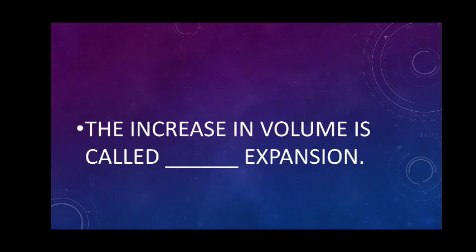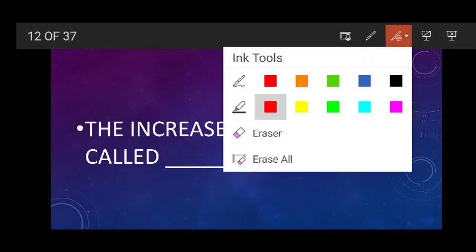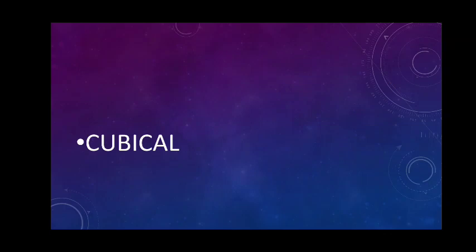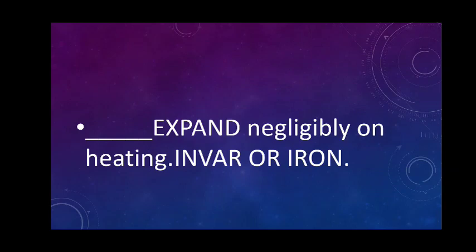So when there is an increase in the length of a solid due to heat, it is called linear expansion. When there is an increase in area due to heat, then it is called superficial expansion. Clear? But when there is an increase in volume due to heat, then it is called cubical expansion. Clear? Now the next question is, dash expand negligibly on heating.